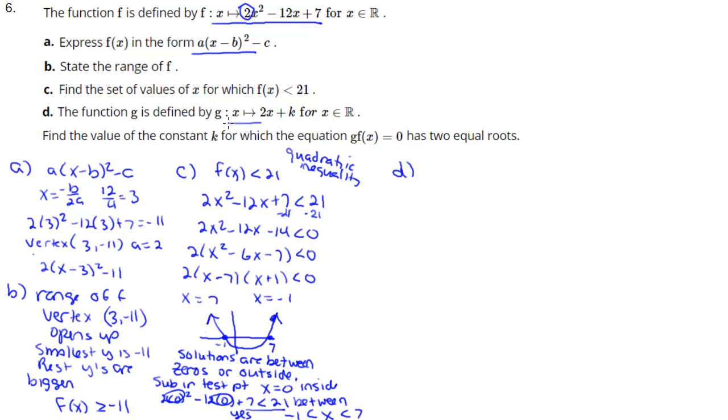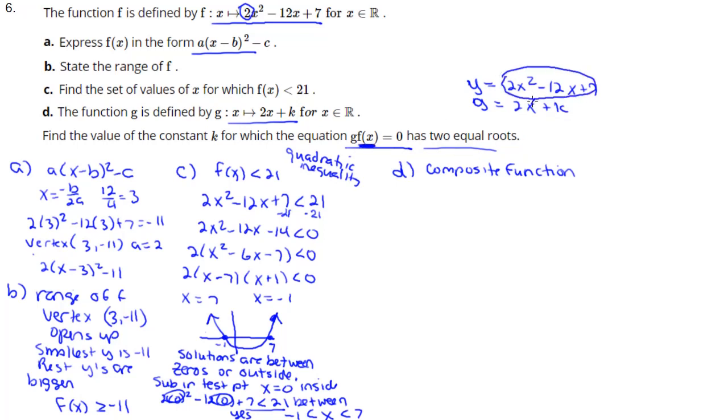Okay, D. The function g is defined as 2x plus k. Okay, it's a composite function. What they want us to do is g of f of x. So I've got my f of x up there, 2x squared minus 12x plus 7, and there's my g of x, 2x plus k. And basically what I'm doing is taking this rule and putting it in place of that x. So once you pause that, do that, and then start back up again when you're ready.